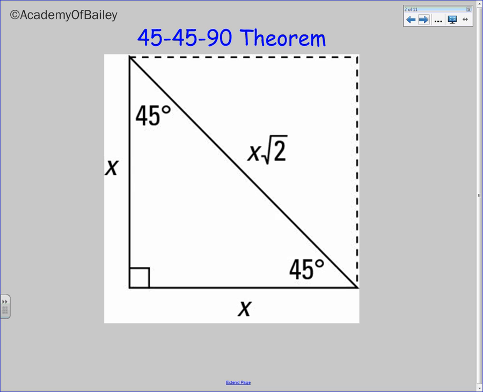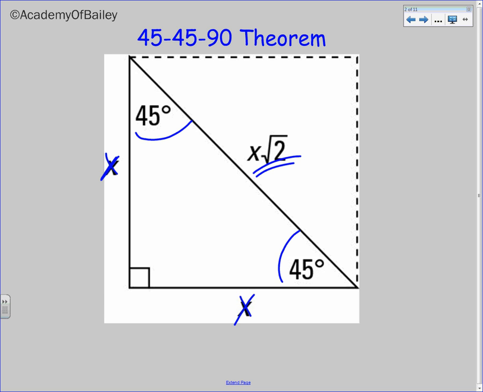Now, here's the theorem. We know a 45-45-90-degree triangle is an isosceles triangle. So therefore, if this bottom is x, then this one should be x, because an isosceles triangle has two legs that are equal or congruent. And now, what about this one?